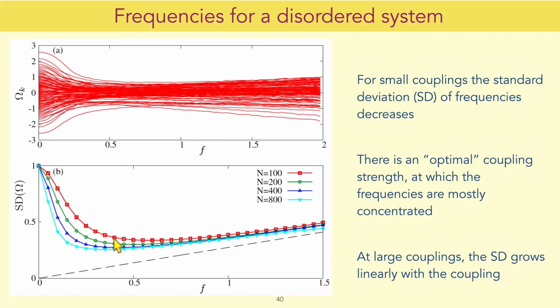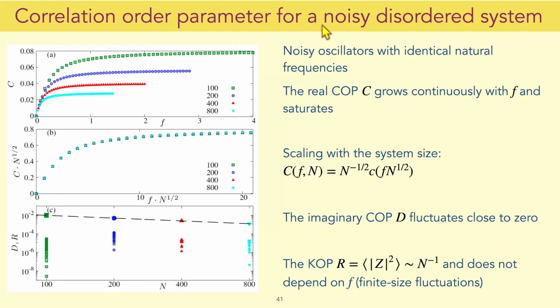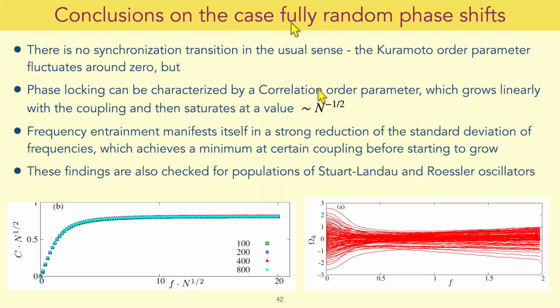So you see, although you have complete disorder, you see some elements of order, of some synchrony in this population. You also see this correlation order parameter for noisy oscillators. It's a very similar scaling as before. So the conclusion here is that although you have very random phase shifts, so all the interactions are completely frustrated, there is a specific correlation order parameter that shows a transition to synchrony, although the synchrony is quite small. You see here that the size of the ensemble enters, and especially the frequencies become closer to each other due to interaction, even though you have completely different phase shifts.